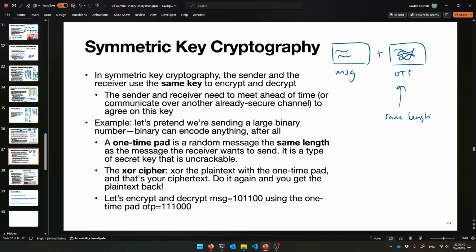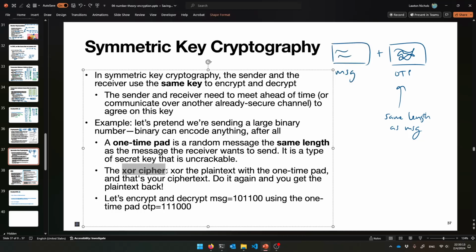If you can agree on this ahead of time, then this will allow you to encrypt stuff. If you can get away with giving a one-time pad, if you can make up this random thing and have both parties have it somehow, like agree on it in person before they go off across the internet, this is a secret key that is absolutely uncrackable, if this is a random message. So that's the idea.